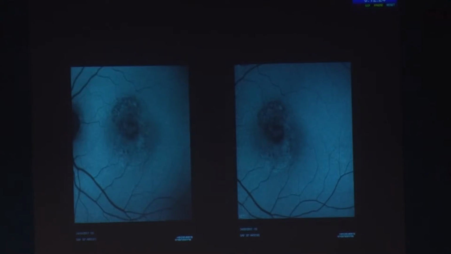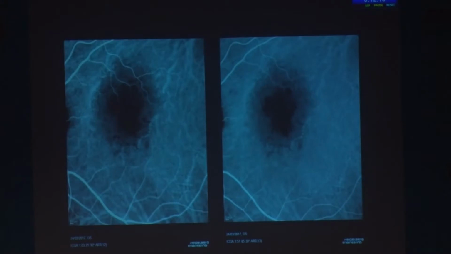Autofluorescence, in one word, is called metabolic imaging. It defines the health of the RPE on a metabolic level, basically. Irritated RPE is white, dead or loss of RPE is black. So this is your ICG picture. Dr. Shane, would you like to comment?